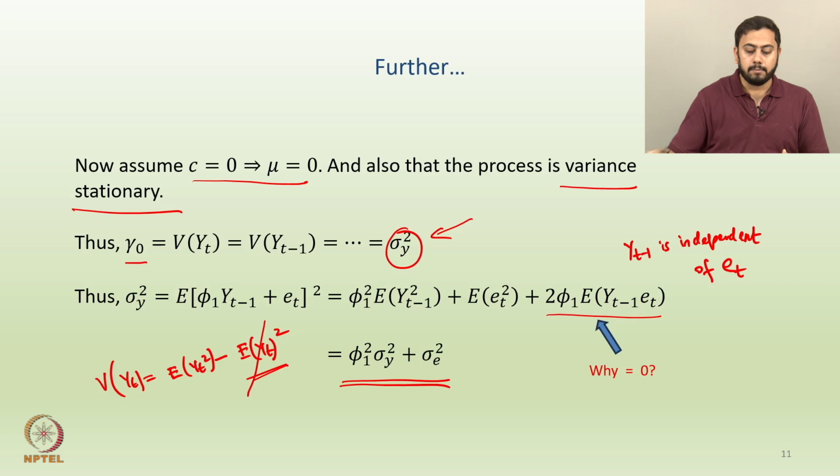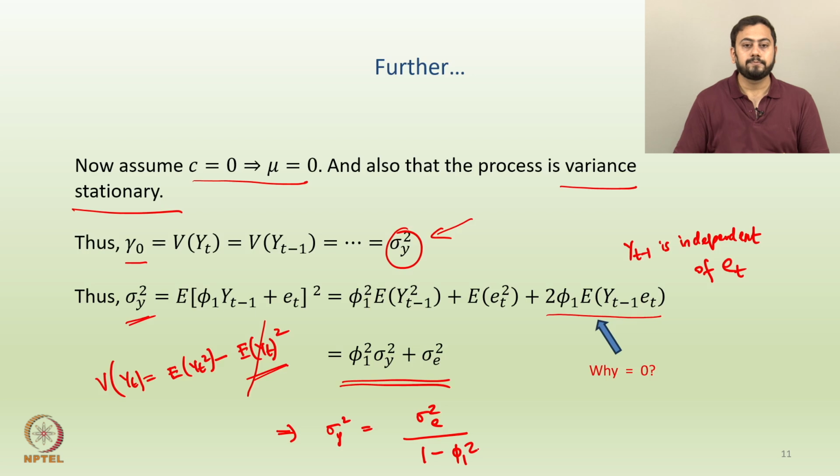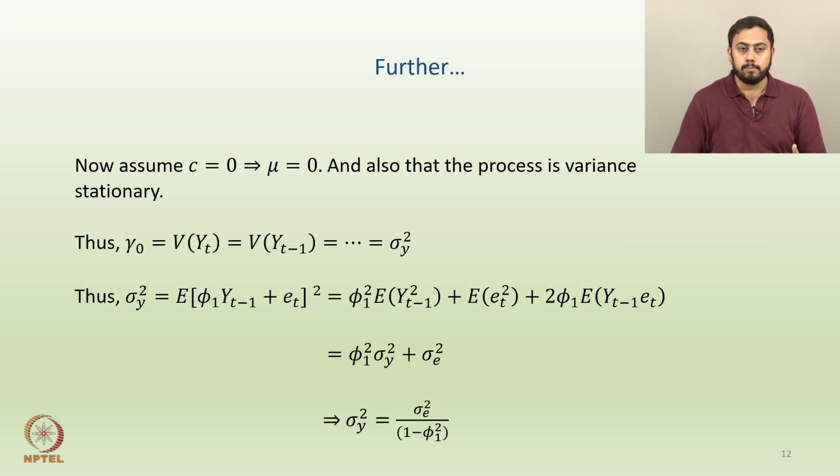If you combine the LHS and RHS, where LHS is sigma square y, now I can actually solve for the variance. This implies that sigma square y would be nothing but sigma square e divided by 1 minus phi 1 square. So essentially the variance of any AR1 process, assuming these two properties hold true, is given by that formula: sigma square e divided by 1 minus phi 1 square.